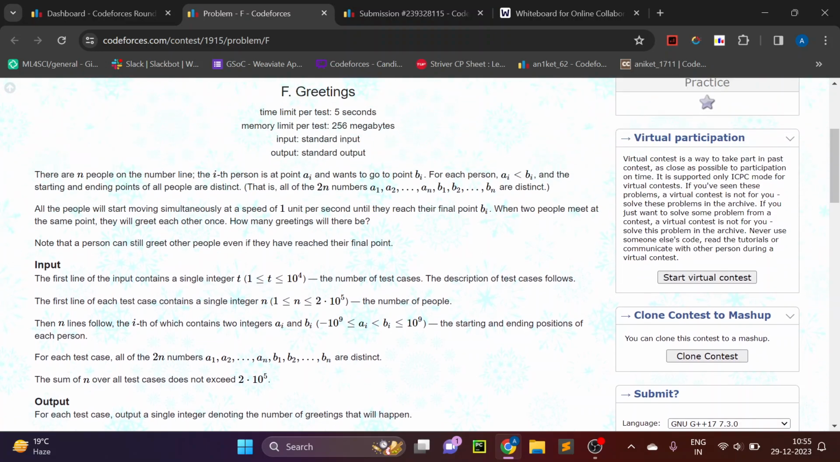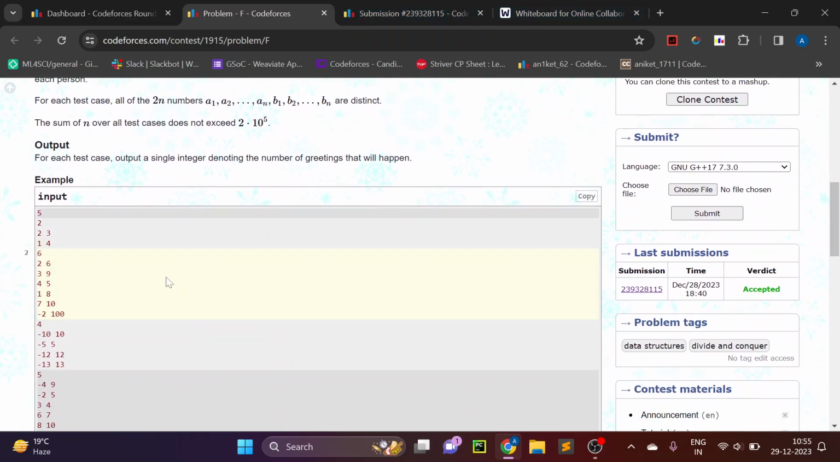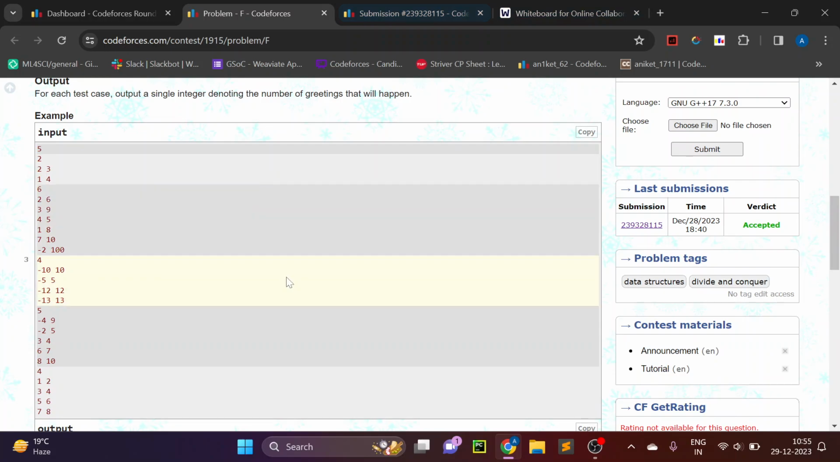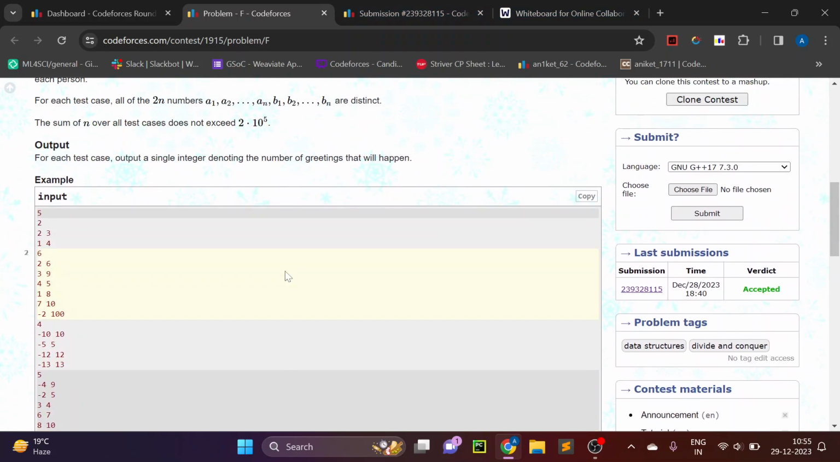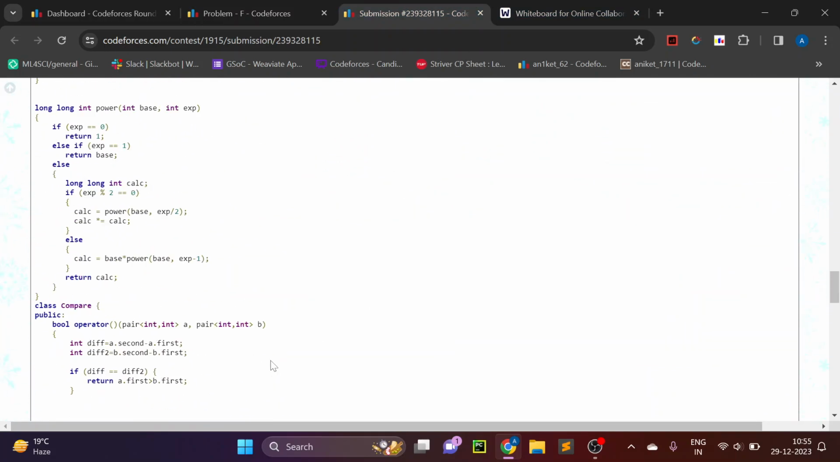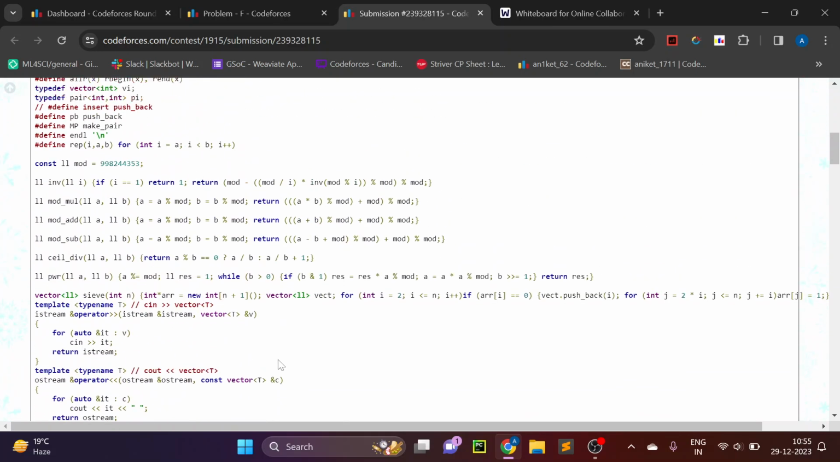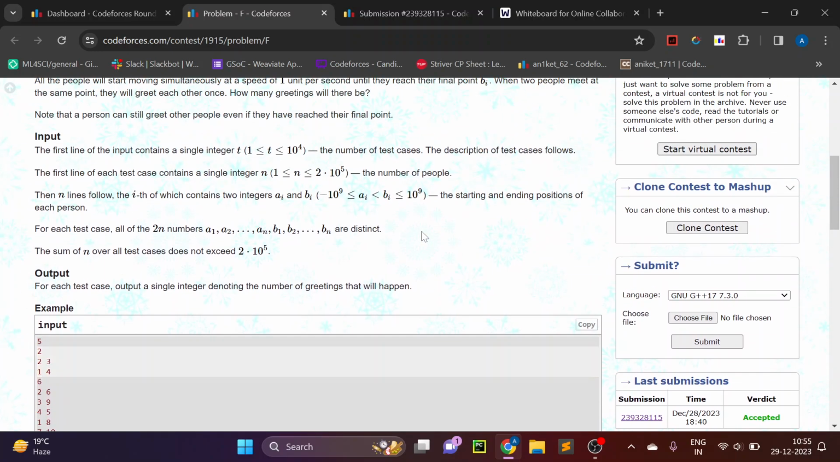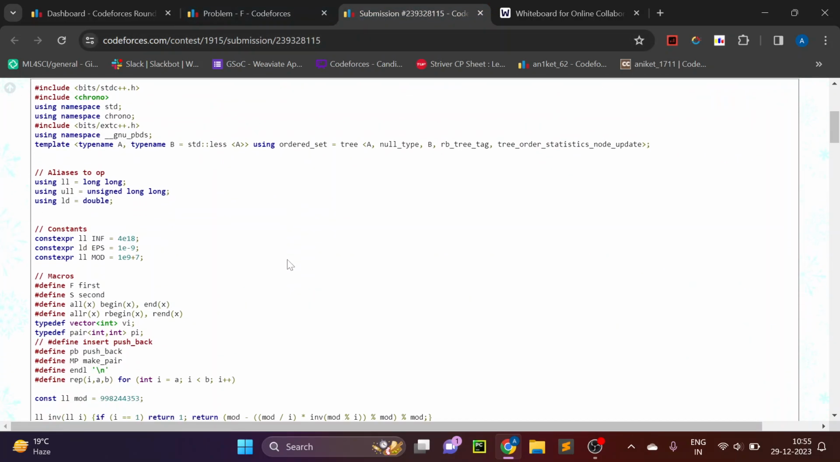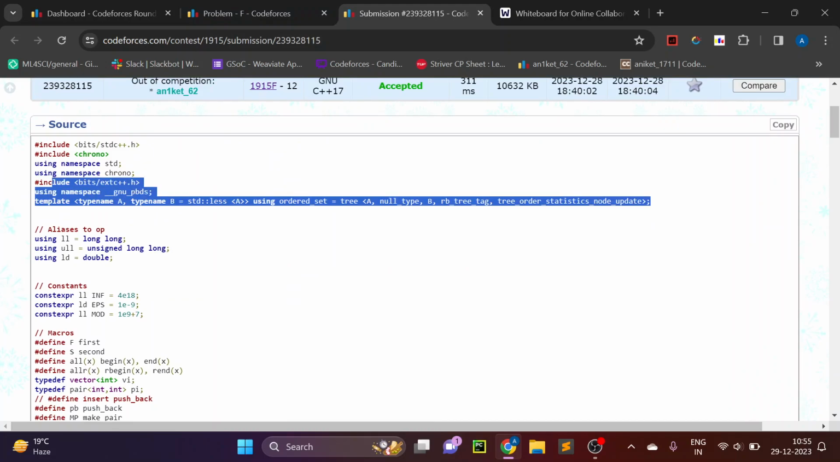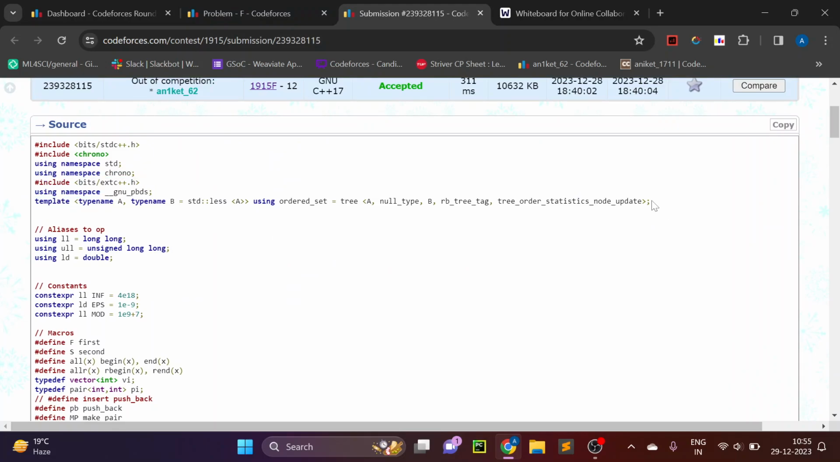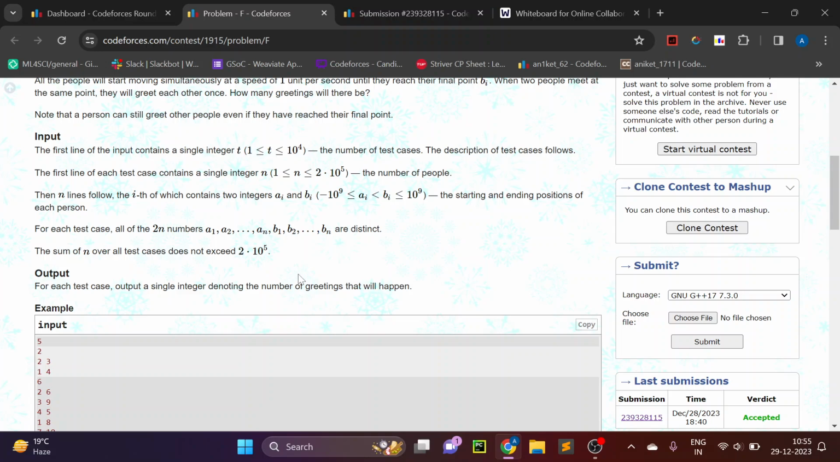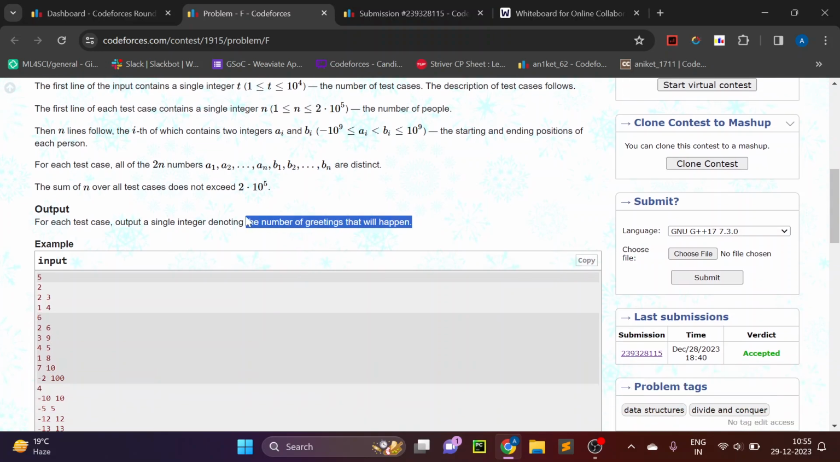So understanding this question is good, if you understand this question. And if you struggled with implementation, or you don't know policy based data structure, this might be a good lesson to learn that topic. So if you want, you can search this, you will find many resources for learning this on the internet. Probably you can search on CP algorithms, or you can also search it on YouTube.